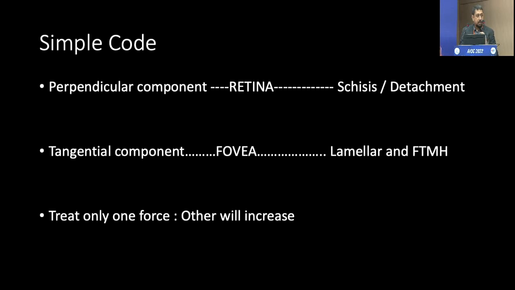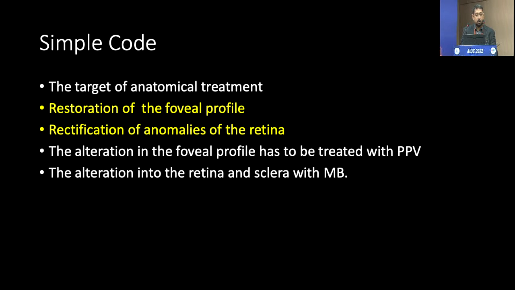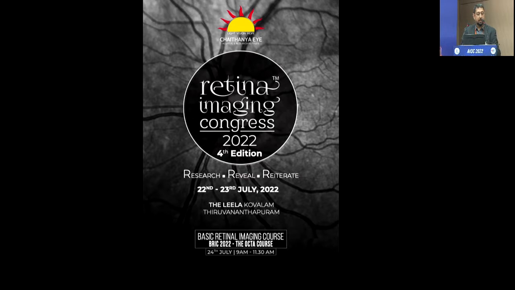If you think your schitic change is not significant, you can go ahead and treat only the macular change with ILM and vitrectomy. If you think the schitic and the detachment change is more important, you may have to treat that first and secondarily treat your macular hole. So by this simple code, you need restoration of the foveal profile. That is your lamellar holes and full thickness macular holes. You need to correct the retinal abnormality, that is your schisis and your detachments. The alteration of the foveal profile is by vitrectomy, and the alteration of the retinal and scleral profile is by buckling. Very simple code. Okay, thank you.